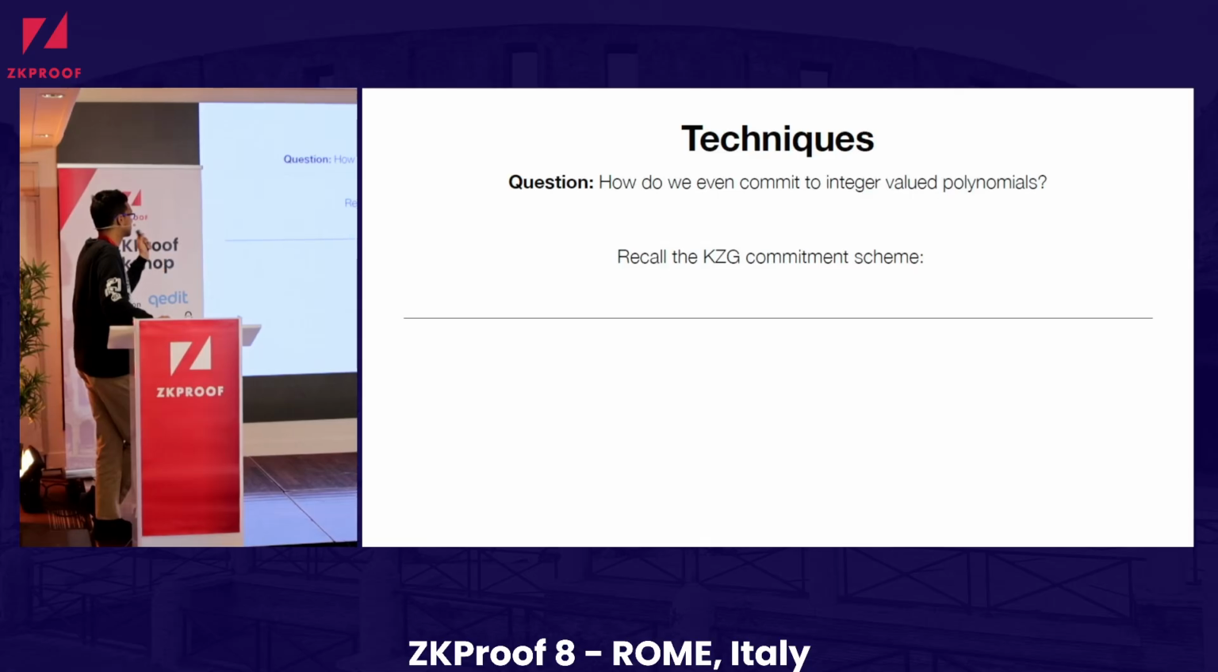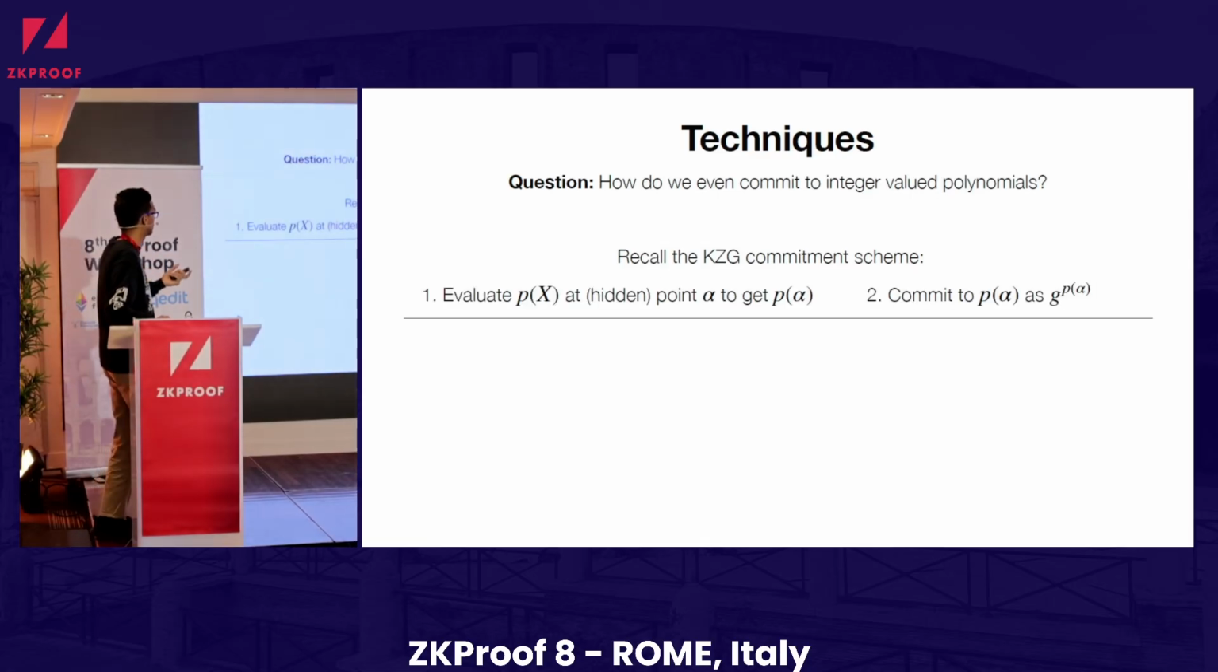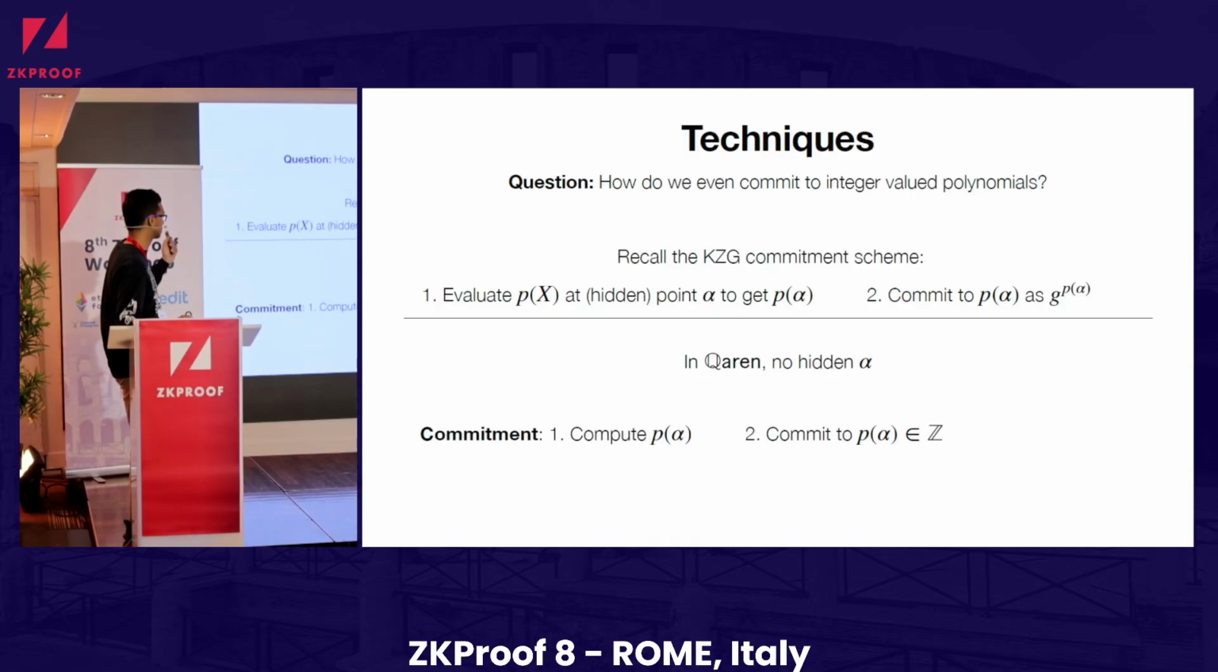Well, we look at the KZG commitment scheme. What do you do there? You commit to a polynomial by evaluating it at a point. It's a hidden point here, of course. And we do something very similar. We say, OK, the point is not hidden. We want to have no trusted setup. We want to be transparent. And let's just do the same thing. Compute P of alpha and commit to P of alpha.